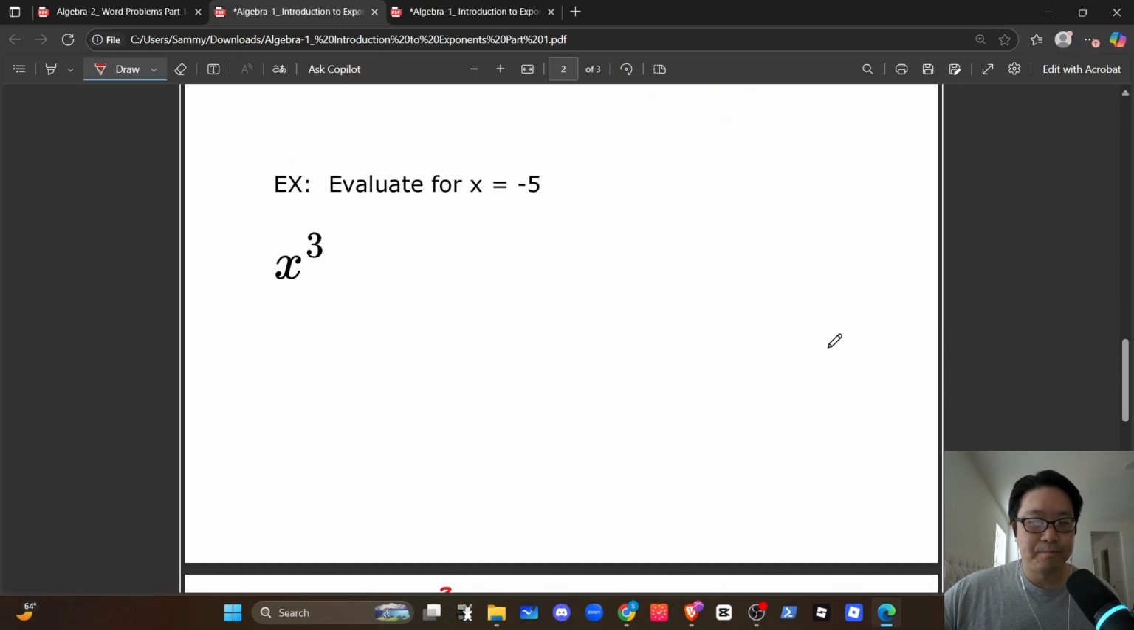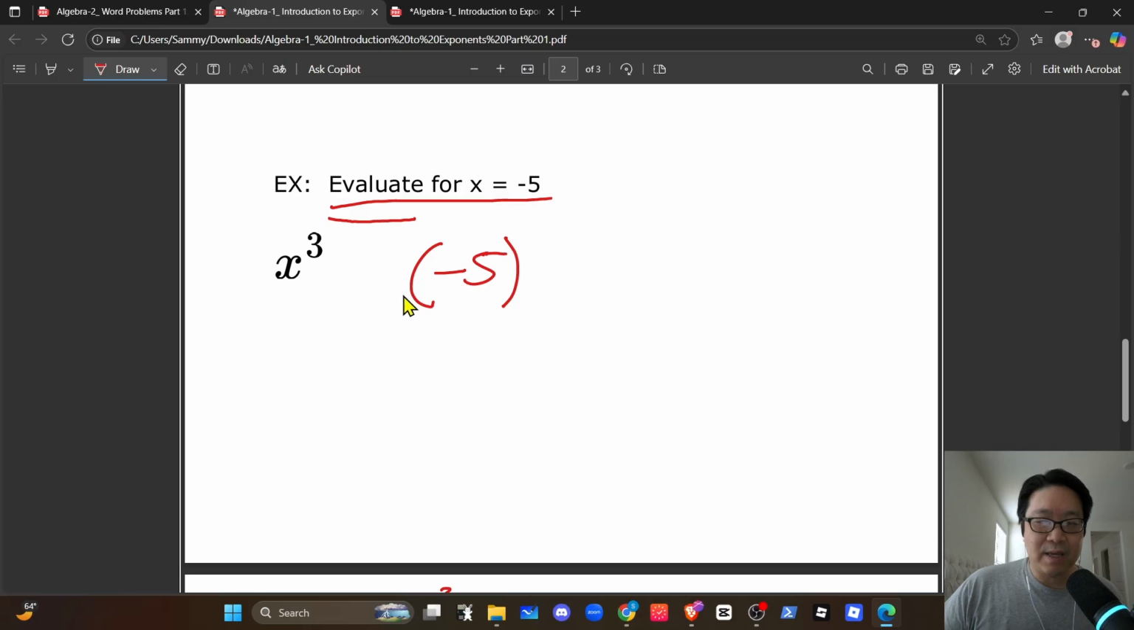Okay, so let's try an example. It says evaluate for x equals -5. Anytime you run into the word evaluate in a math problem, it's telling you to basically plug in for the unknown value and then simplify. So what this is saying is -5 is x, and then it's telling you to cube it. So what you're going to do is surround the -5 with parentheses and raise that to the third power. And remember that the 3 is getting applied to the negative and to the 5.